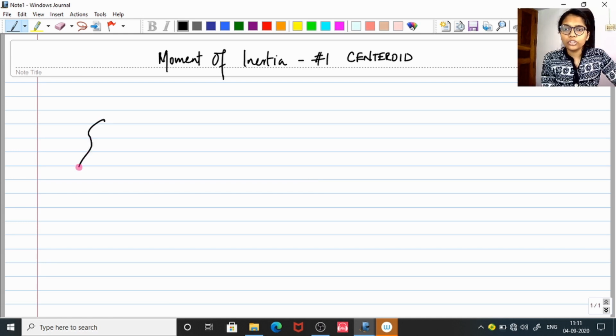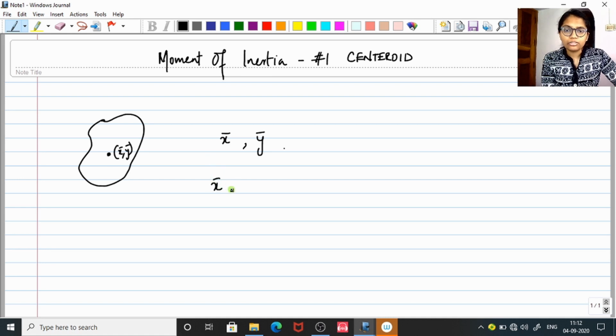See, I am going to draw a random figure, and obviously there will be a point where the whole body acts, which we call centroid. So centroid will be some point over here, and this point will be represented using x coordinate and y coordinate. For centroid, the x coordinate I write as x bar and y coordinate is y bar. And we have to find the x bar and y bar value.